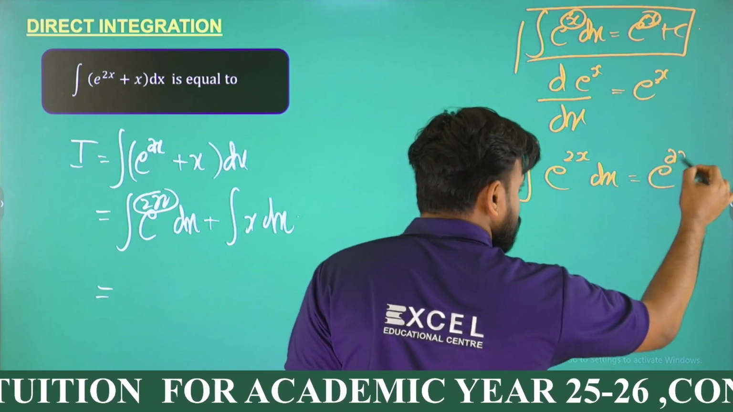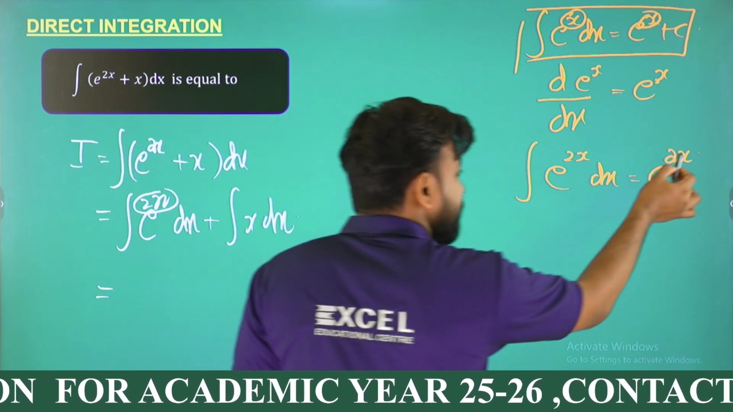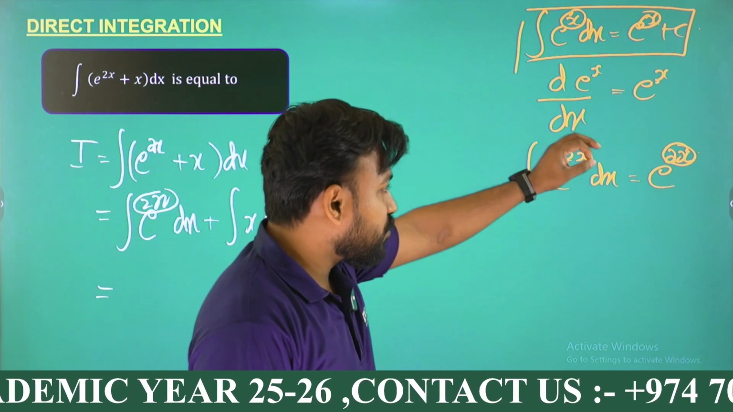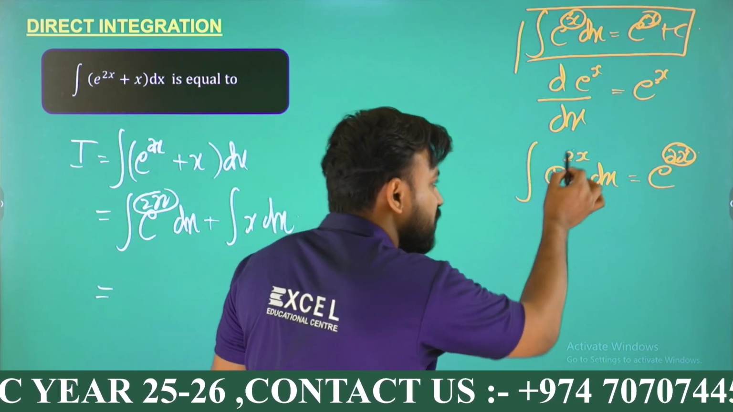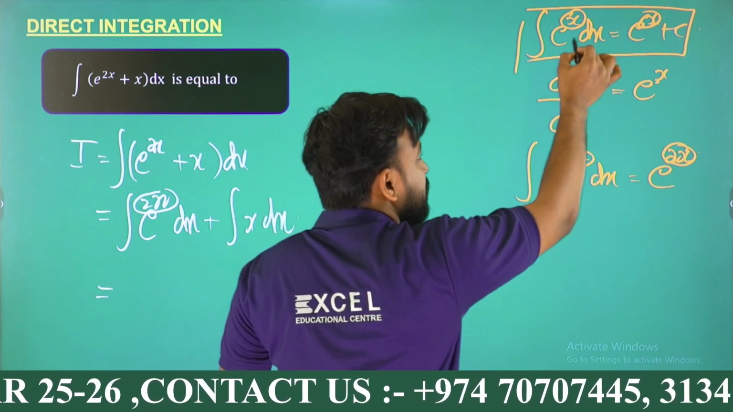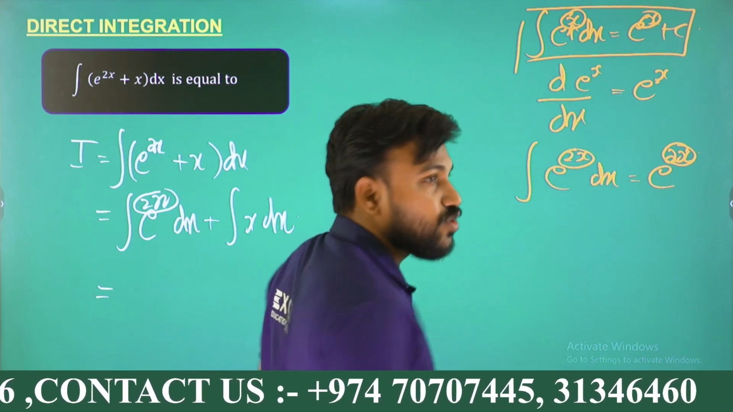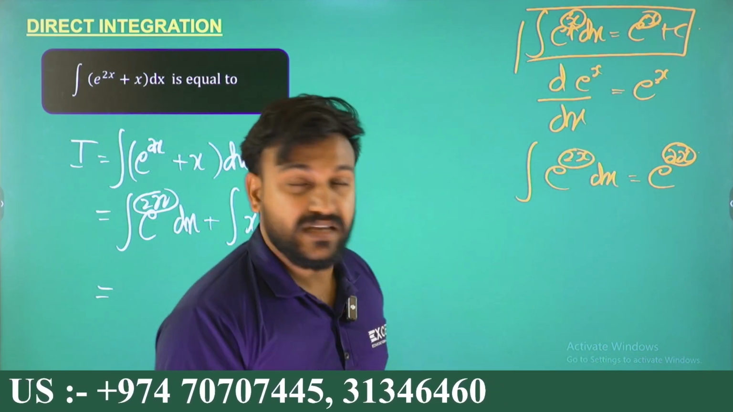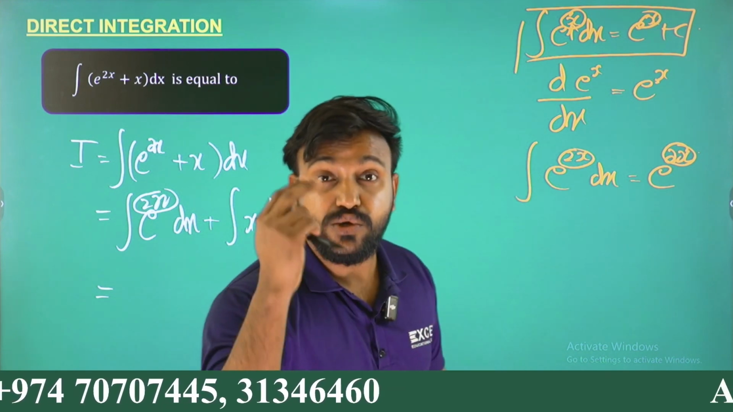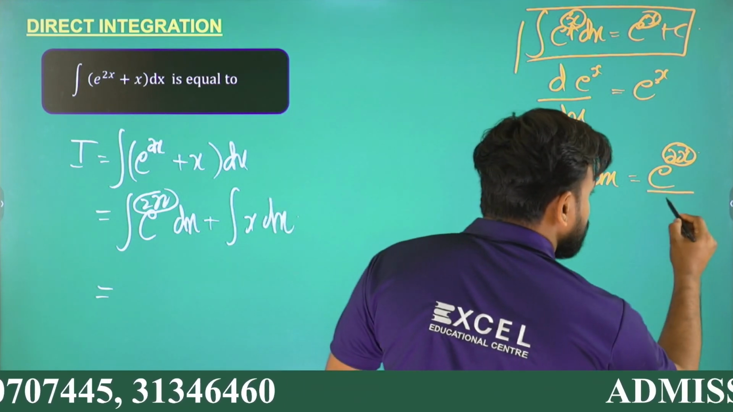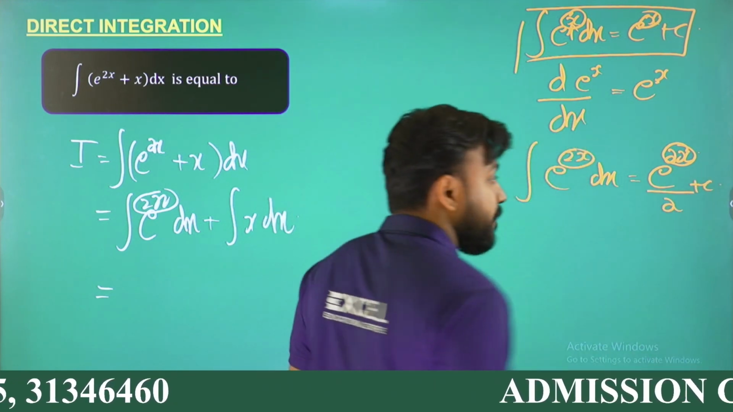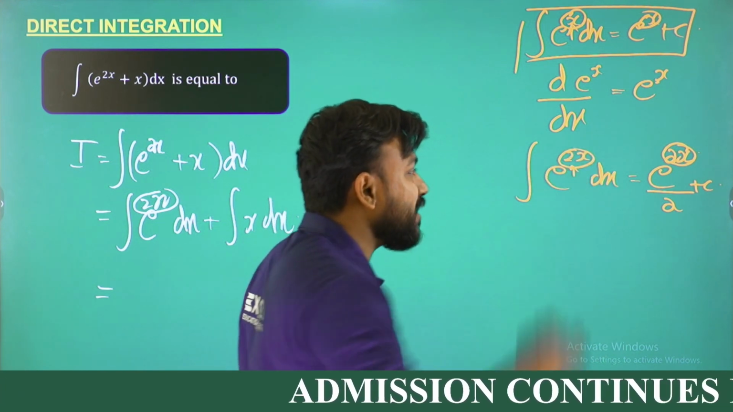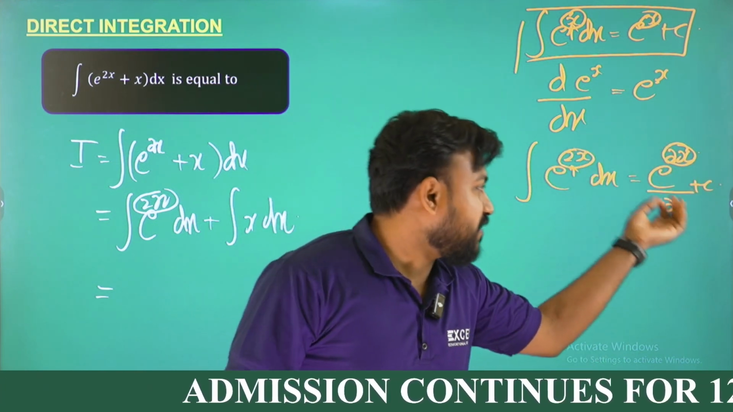But e raised to 2x is also e raised to 2x itself. But the derivative of the one who replaced x matters. Here this is x, but here it is 2x. That means the one who replaced x is 2x, and the derivative of 2x is 2. So you have to divide by that 2 here. The one who replaced x is 2x. We differentiated that, and we divided by it.